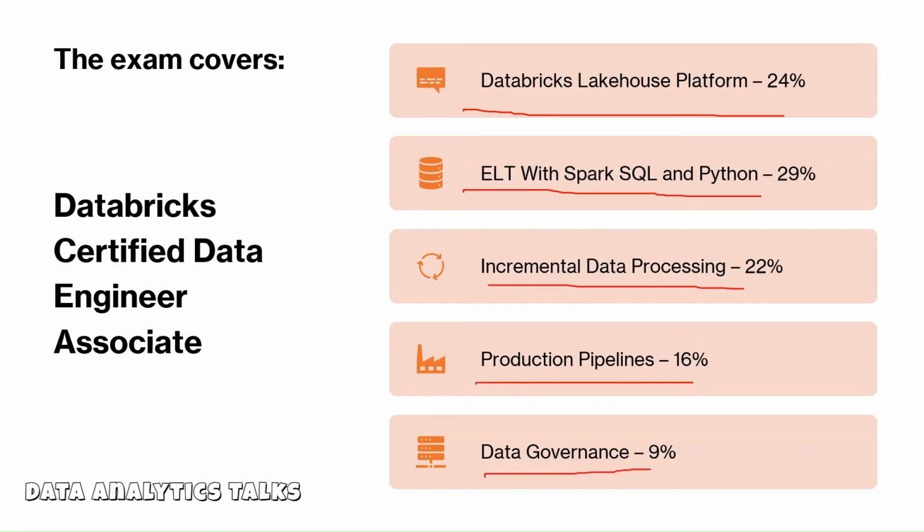These topics come with varying weightage. The Databricks Lakehouse platform will have 24 percent weightage. ELT with Spark SQL and Python will have 29 percent, incremental data processing will have 22 percent, production pipelines will have 16 percent, and governance will have 9 percent. When you prepare for this exam, you have to consider this weightage. You don't need to focus purely on data governance. Basically, you have to give more weightage to those topics which have more weightage.